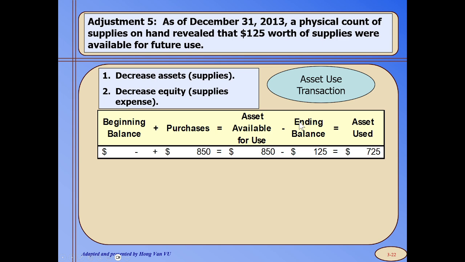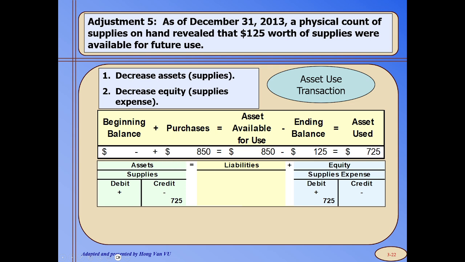To determine the amount of expense recognized for the supplies used, add together the beginning balance, which is 0, plus the purchases of 850. So we have a total of 850 of assets available for use. We subtract the ending balance of $125 worth for future use. So the assets used for supplies is 725.